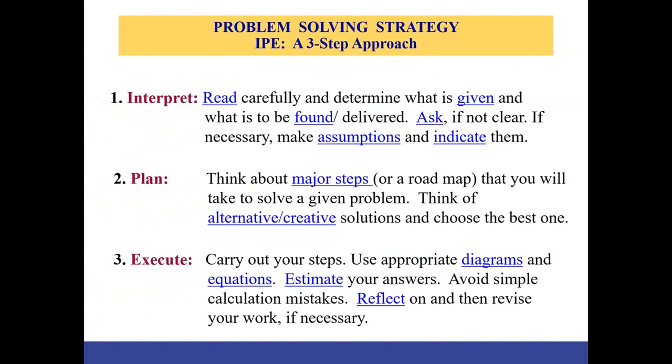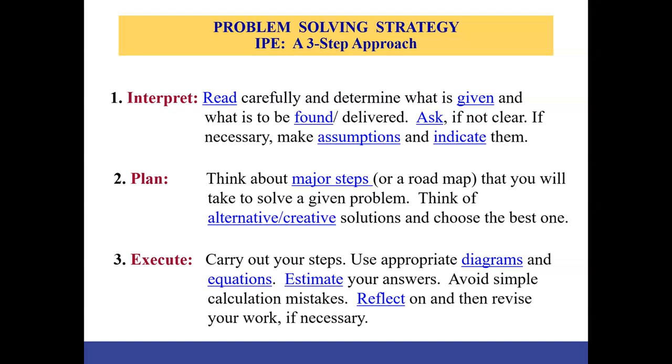And this is the final slide for this chapter, which explains the problem solving strategy. It's called the IPE approach, where I is for interpretation. So that means for any engineering problem, you first read the given data, make necessary assumptions, and find out the missing information. That is called interpretation. Number 2 is plan. You think about the major steps or roadmap that you will take to solve the problem. Think about multiple possible solutions if they are applicable.